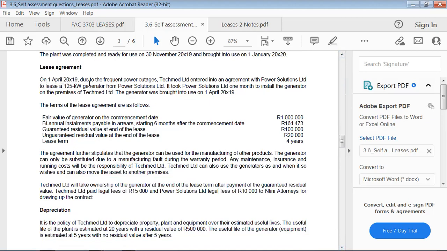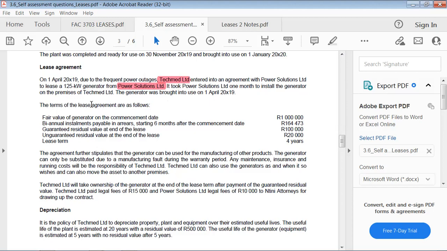It reads as follows. On 1 April 2019, due to the frequent power outages, TechMade Limited entered into a contract with Power Solutions Limited to lease a 125 kilowatt generator from Power Solutions Limited. So Power Solutions is the supplier. Okay, I hope that's clear. TechMade is the customer. It took Power Solutions Limited 1 month to install the generator on the premises of TechMade Limited. The generator was brought into use on 1 April 2019. All right, so we're not going to talk much about this at the moment, but this involves taxation, right?